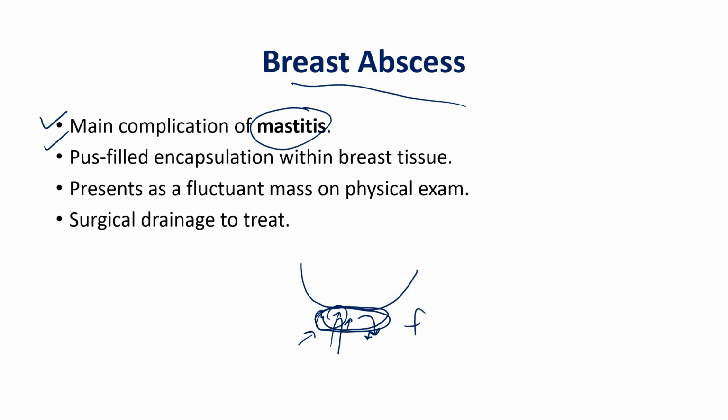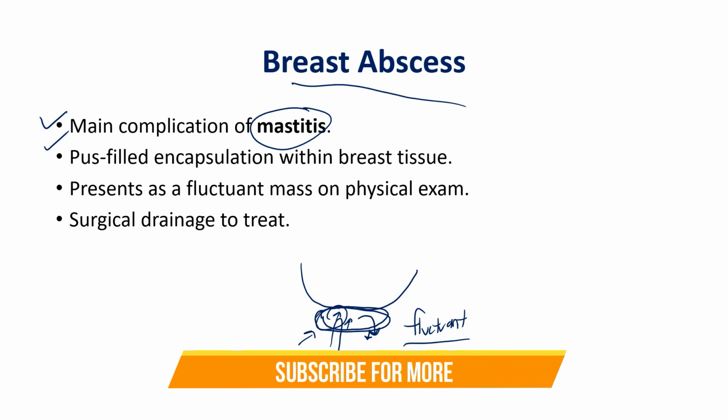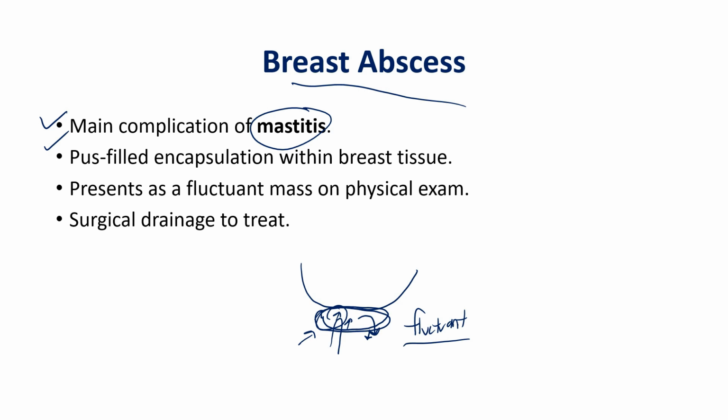This is called fluctuant. Basically, think of a patient who has edema in the stomach, or fluid in the stomach. When you press on one part of it, the other part naturally goes back up. That's what's defined as fluctuant. So that's the best way I can describe a fluctuant mass on physical exam.